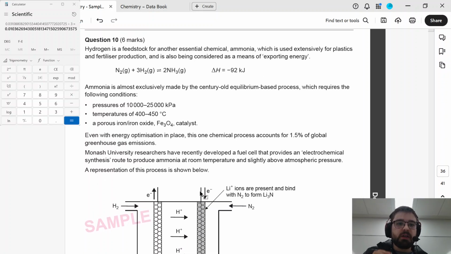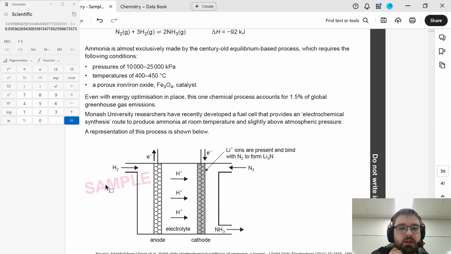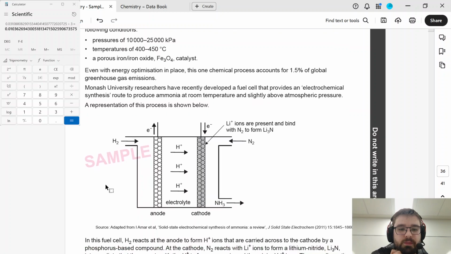Now I need to go in a second. Hydrogen is a feedstock for ammonia. Ammonia is almost exclusively made by the Haber-Bosch process. Even with energy optimization in place, this one chemical process accounts for, yep. Monash Uni researchers, how much did they pay them to get on this paper, have recently developed a fuel cell that provides an electrochemical synthesis route to produce ammonia at room temperature and slightly above atmospheric pressure. Representation of this process is below.